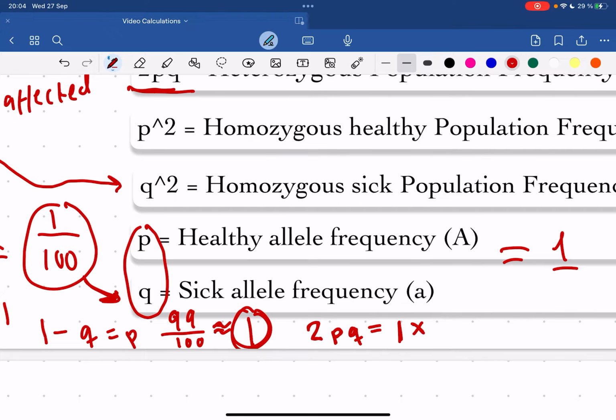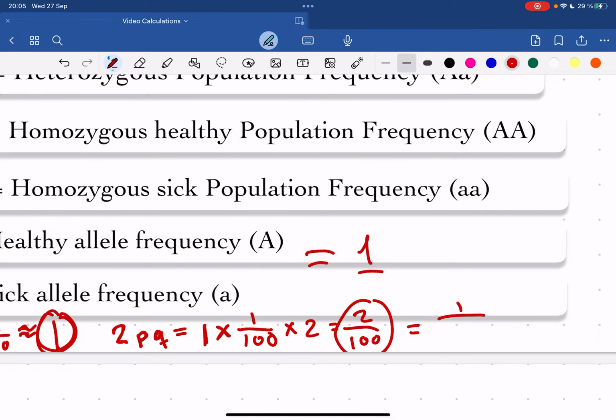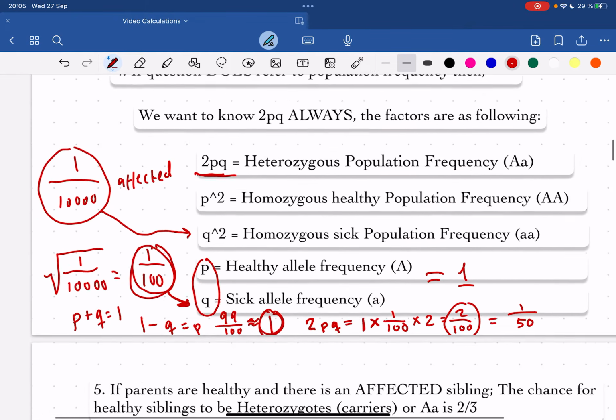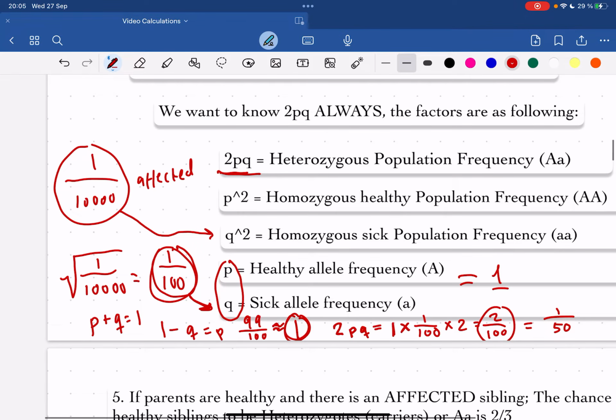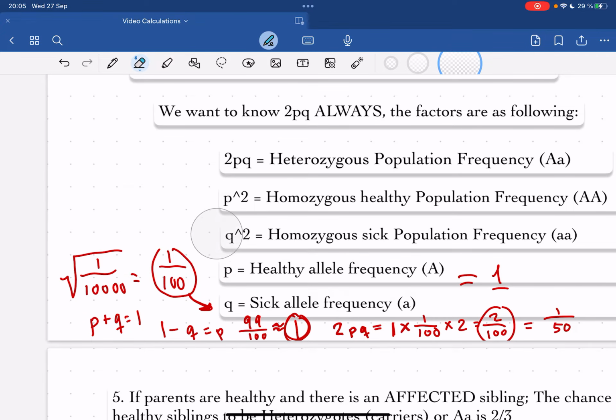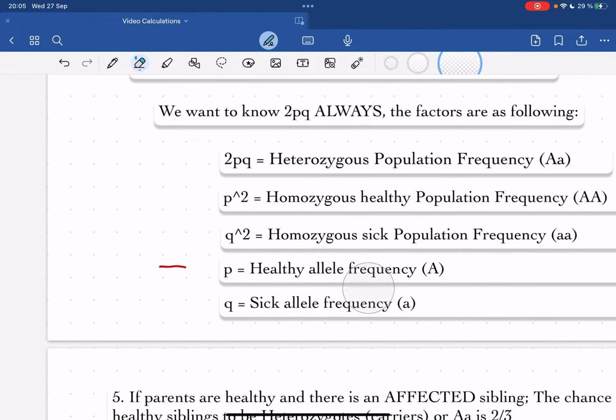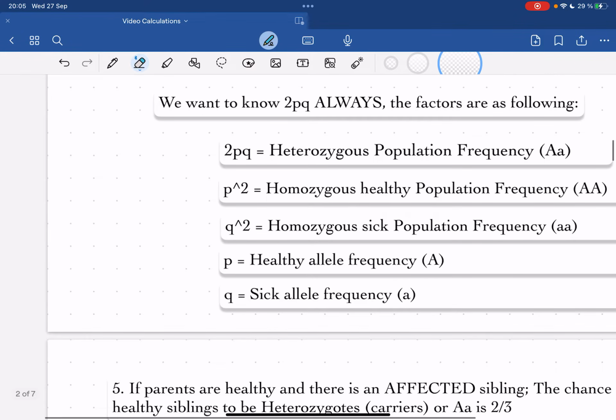So 1 times Q, which is 1 out of 100, right? We calculated that here, and times 2. That's 2 in 100, which can also be simplified to 1 out of 50, right? That's sort of how you do the calculations for 2PQ in an easier way to explain it. All right, that's rule number 4.